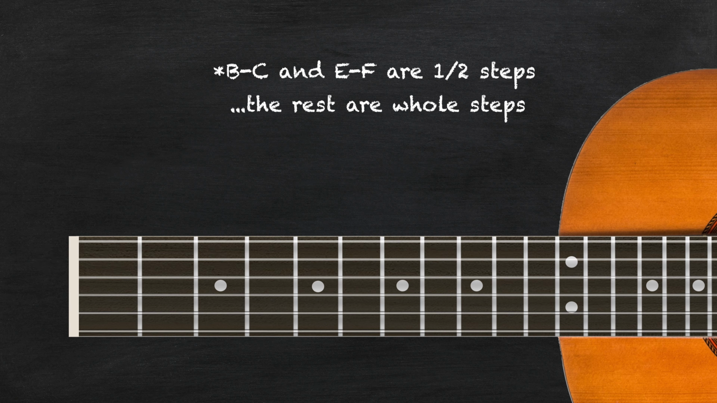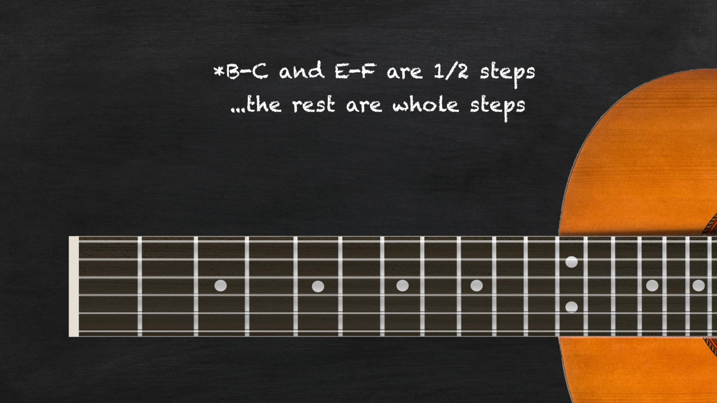The third string is G, so we skip 1 to get to A, skip to B, but B and C are neighbors. We skip 1 to D, skip 1 to E, and then E and F are beside each other. We skip to get to the 12th fret G, which takes us back to where we started.